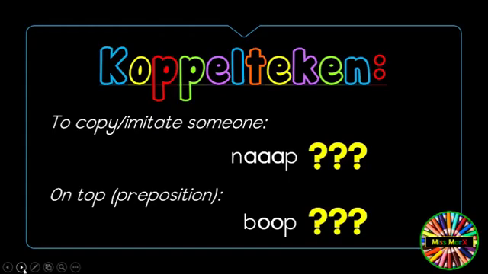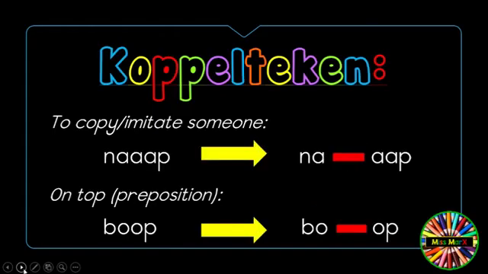Also, the preposition on top in Afrikaans is bo-op. What do we do? We place a hyphen between na and ab, thereby separating these vowels, and it will read easier and you'll be able to read it correctly. Same with bo-op. We put a hyphen between bo and op and suddenly it makes sense.